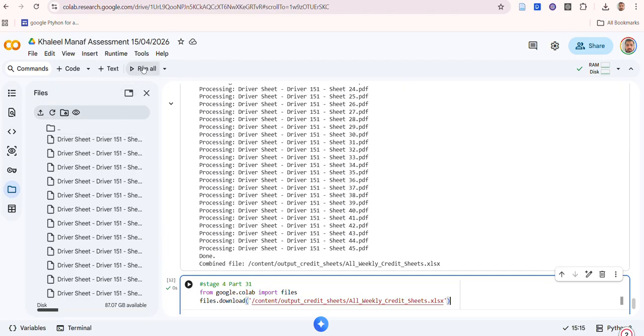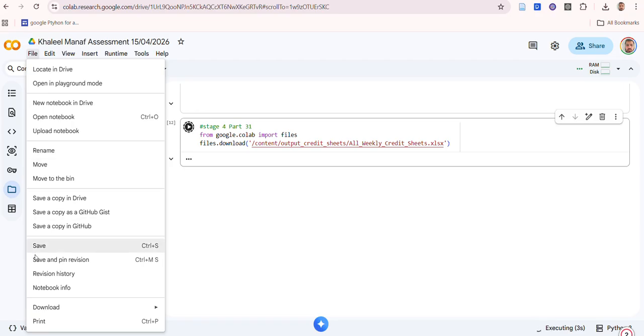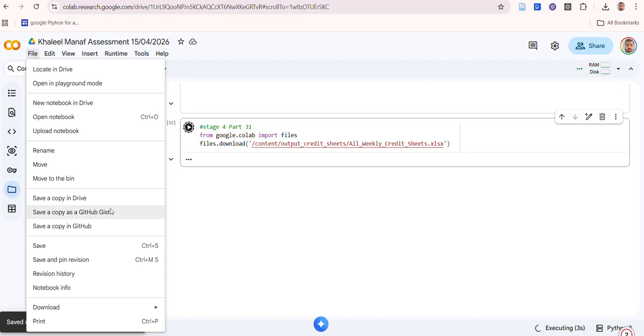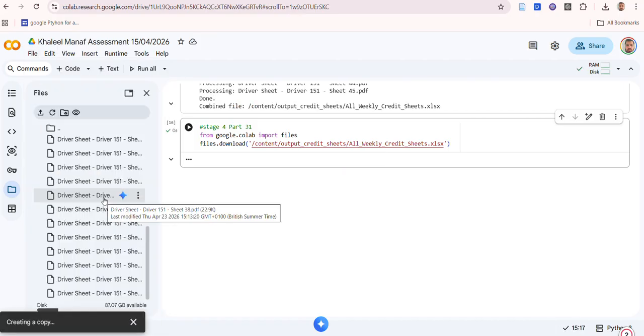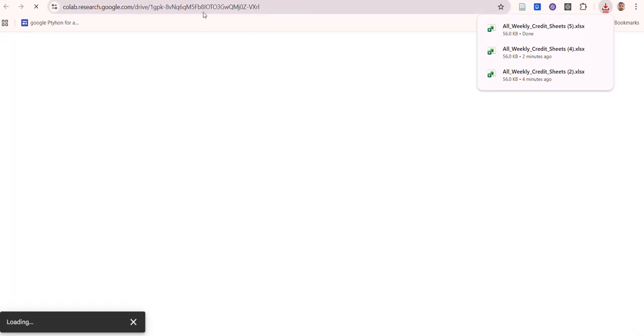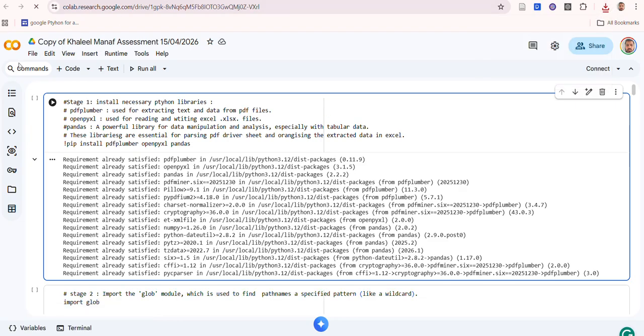Everything's working fine. Let's redo it again. I'm going to save it. Saved. And make a copy. You should always make a copy, just in case. If anything goes wrong, you'll have a copy. That's the way you should do it.